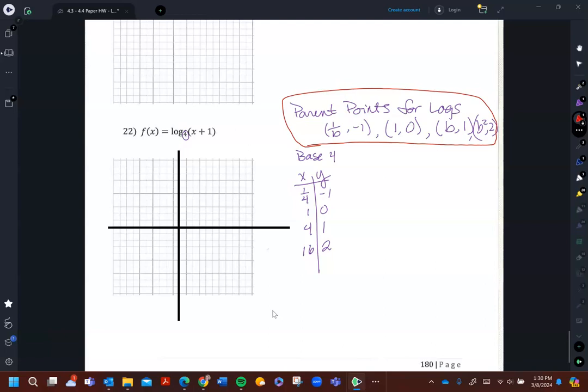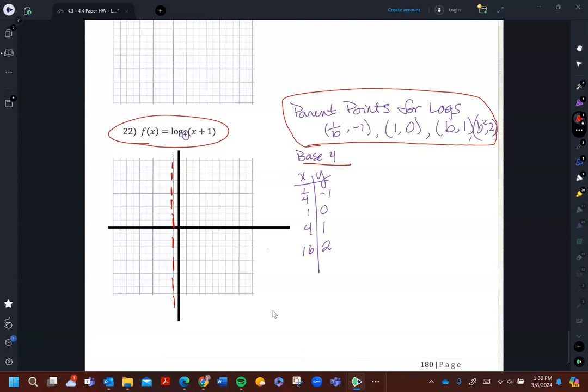We also have to look at what's happening here with the log base 4 quantity x plus 1. Our base is 4. So we're going to use the transformation here that it'll shift left 1. That'll be our asymptote because we cannot have a -1. So I'm going to draw that in first. Then I'm going to plot the points.